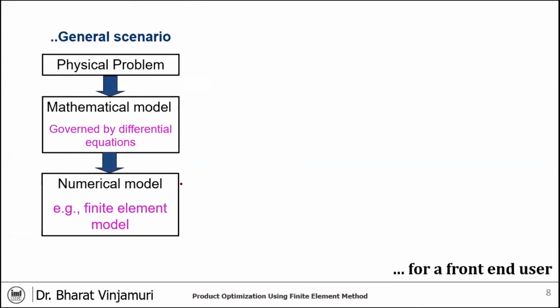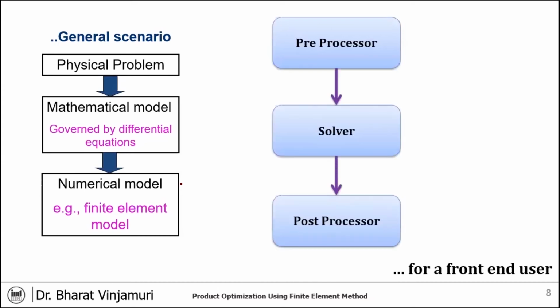One of the numerical methods is FEM, for the general scenario which I have explained. A physical problem is there, which we convert into a mathematical model, and the mathematical model will be converted into a numerical model. Now, how does the front-end user look into this? He sees three stages called preprocessor, solver, and post-processor. This is where the front-end user always looks.